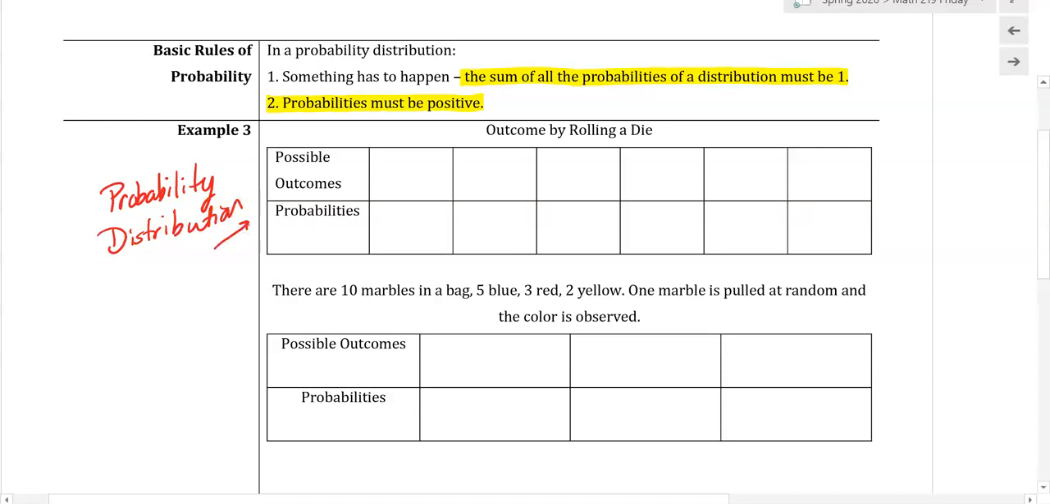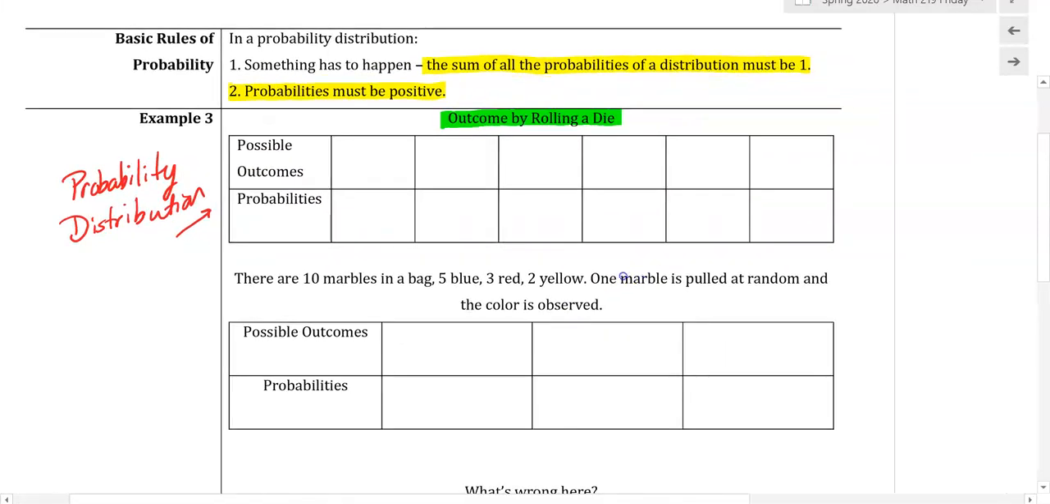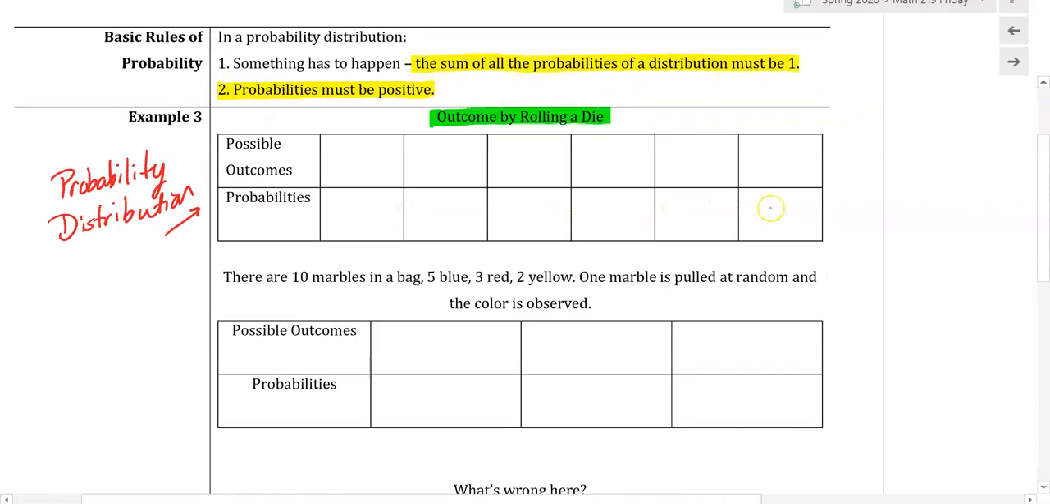Okay, so here's the event. We're rolling a die, and we want to list all the possible outcomes. Remember, we first list all possible outcomes that can occur, and then the probability of each outcome occurring. That's how we calculate or write out a probability distribution. So what can happen when you roll a die? You can roll a 1, 2, 3, 4, 5, or 6.